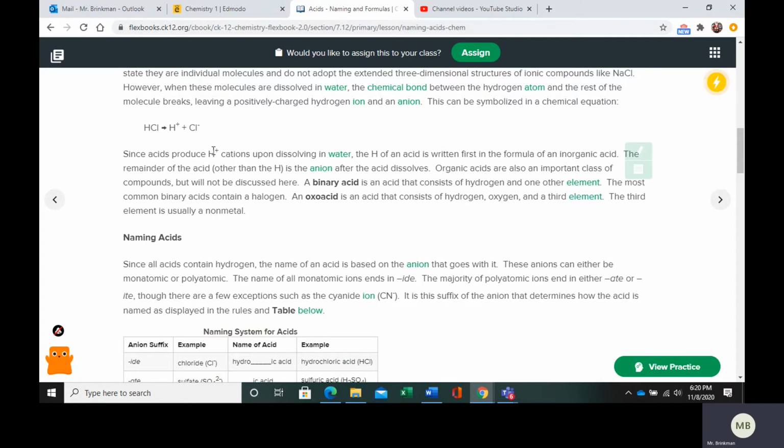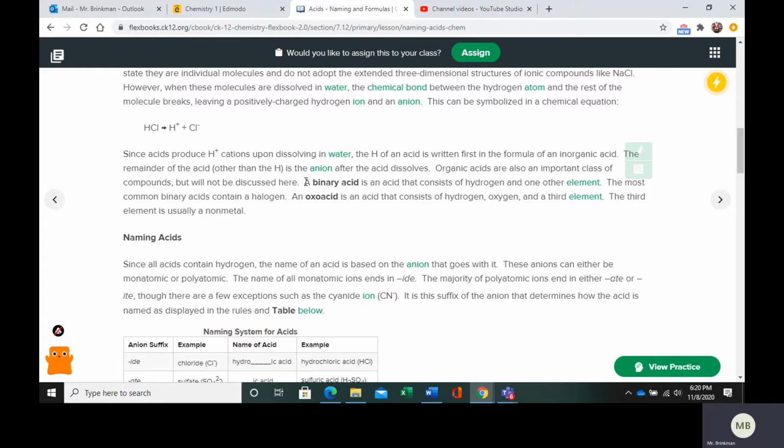Since acids produce H cations, so hydrogen cations, when they dissolve in water, the H of an acid is always going to be written first in the formula of an inorganic acid. There are organic acids, but we are not going to be talking about those right now. The remainder of the acid after the H is going to be the anion after the acid dissolves.